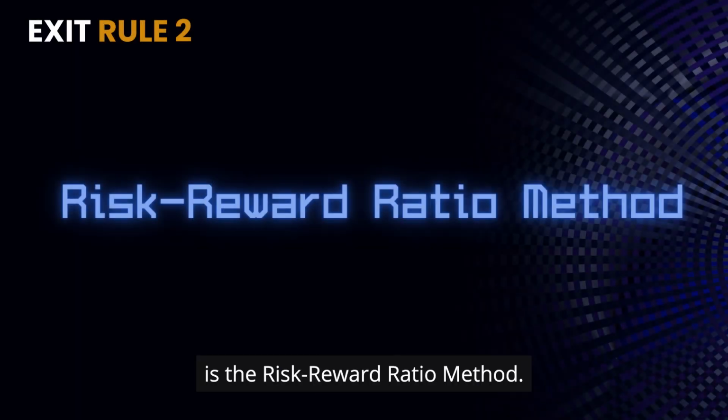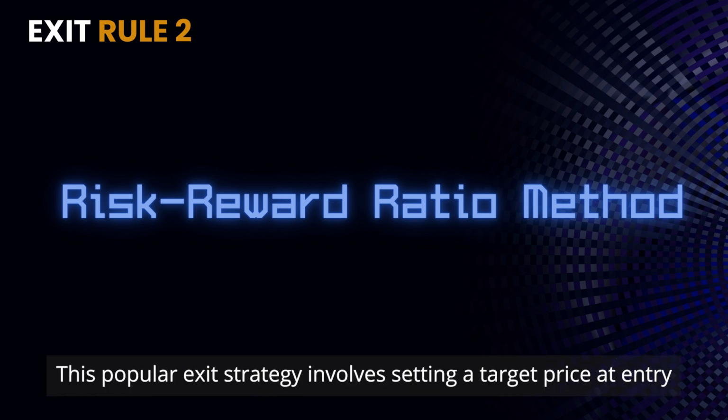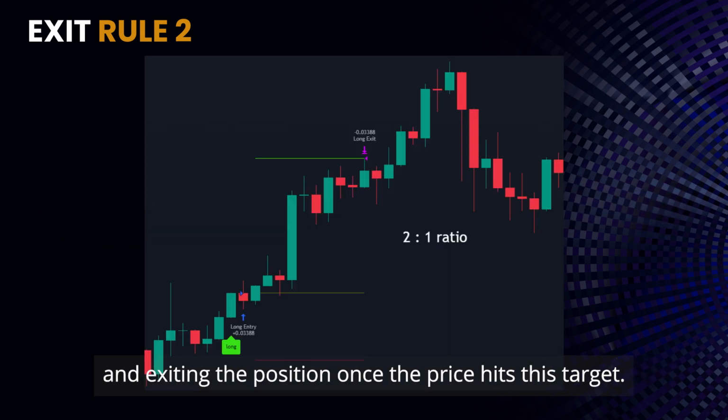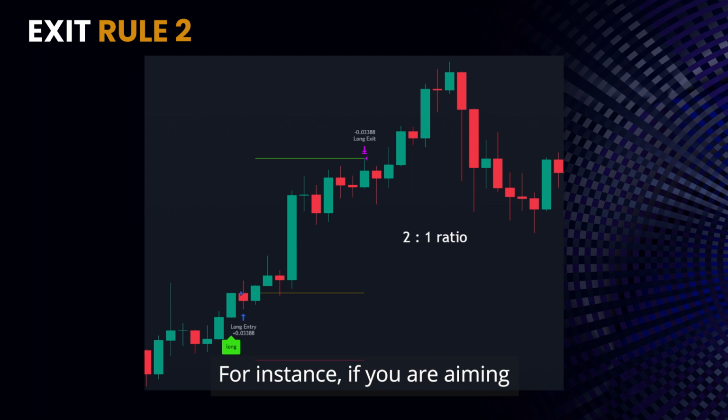Second is the risk-reward ratio method. This popular exit strategy involves setting a target price at entry and exiting the position once the price hits this target. For instance, if you are aiming for a 2-to-1 reward-to-risk ratio and are willing to risk 2 ATR, you would place a stop market order to exit the position once it reaches 4 ATR above the entry price. We'll watch a replay for this method.